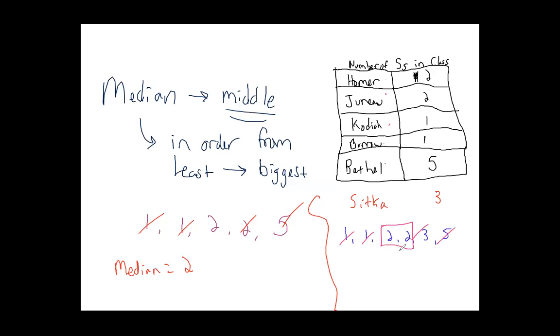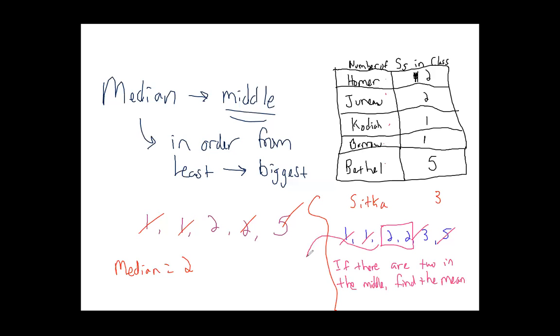So what happens when we have 2 in the middle? If there are 2 in the middle, we have to find the mean. Okay? If there are 2 in the middle, we have to find the mean. In this case, we have 2 and 2, right?